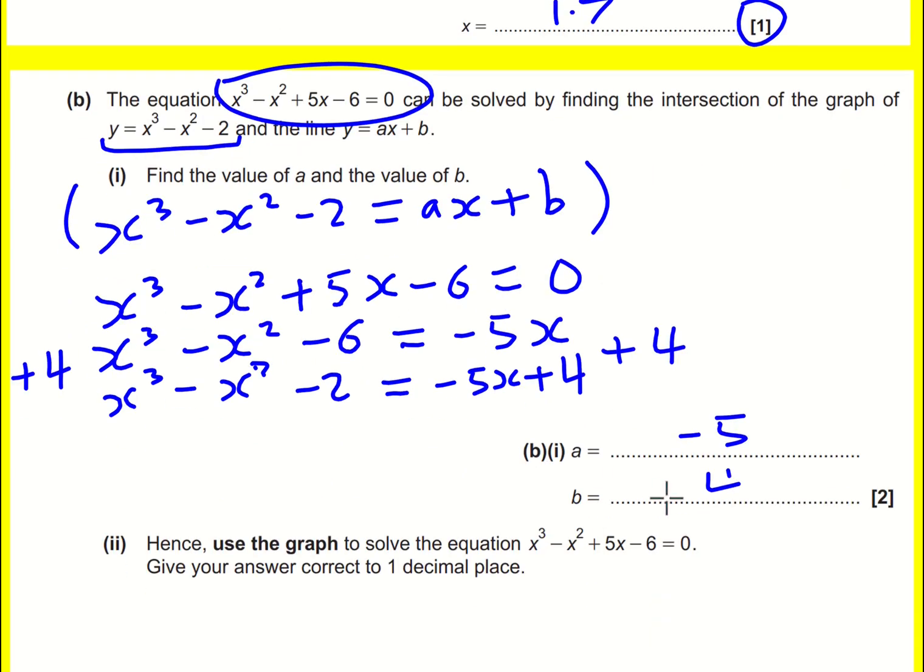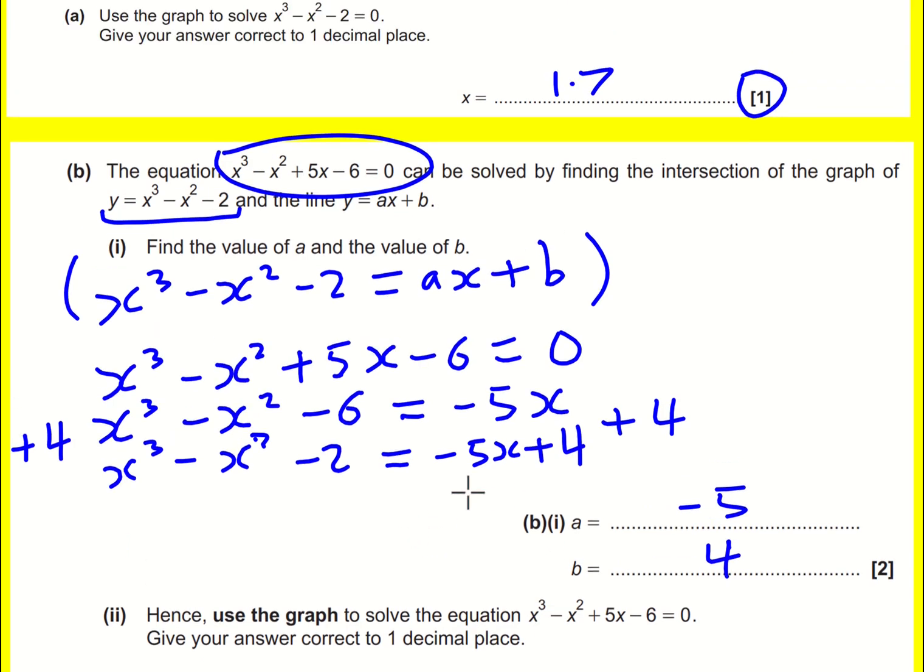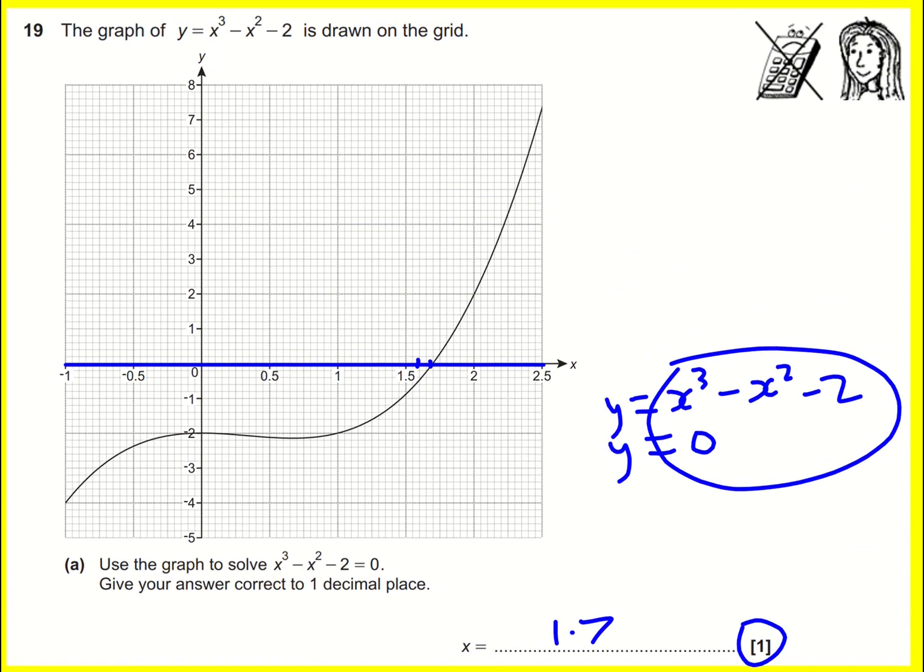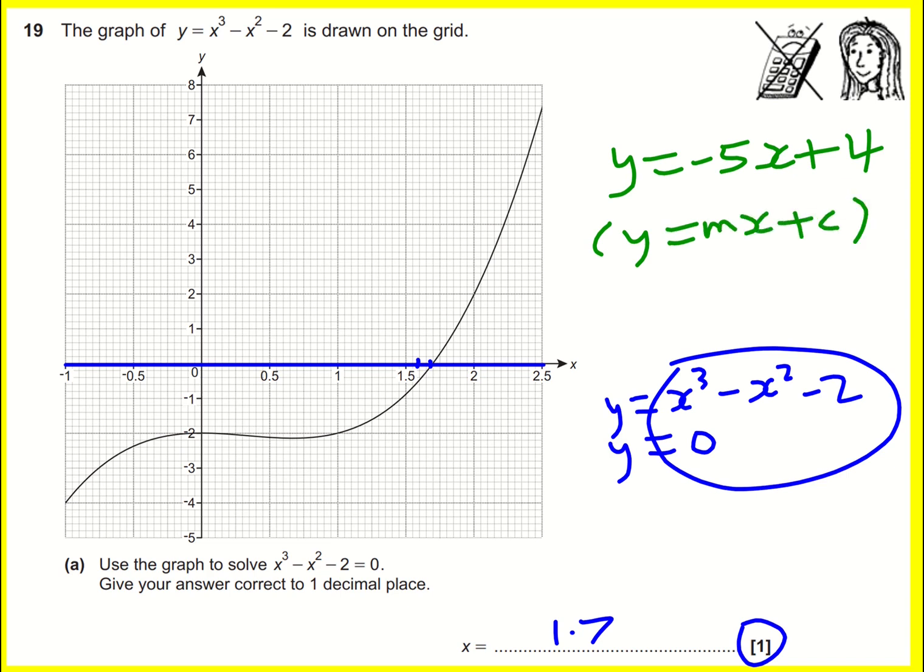Okay, and hence I'm being asked to then solve it, given my answer is correct to one decimal place. What does that mean? It means I'm going to have to actually draw the line y equals minus 5x plus 4. Okay, this is an equation in the form y equals mx plus c, where c is the y-intercept, so it's going to go through here, and then m is the gradient, so it's minus 5, so it means as I go along 1, I go down 5.